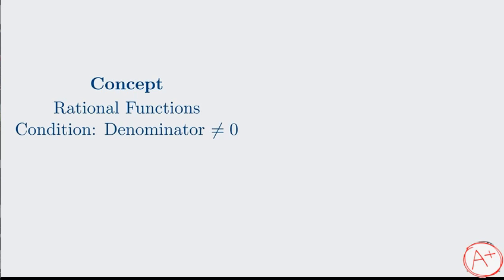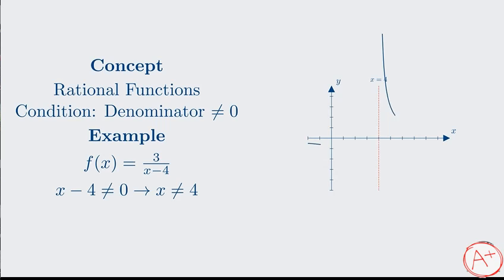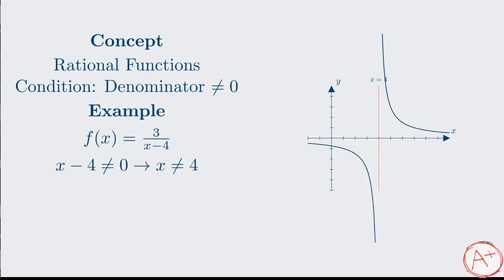Now let's look at rational functions, also known as reciprocal functions. These are functions where we have one expression divided by another. The fundamental rule here is that division by 0 is undefined. Therefore, the denominator can never equal 0. Consider the function f of x equals 3 over x minus 4. Setting the denominator not equal to 0, we see that x cannot be 4. Visually, this creates a vertical asymptote at x equals 4. The graph approaches this line but never touches it. The domain is all real numbers except 4.